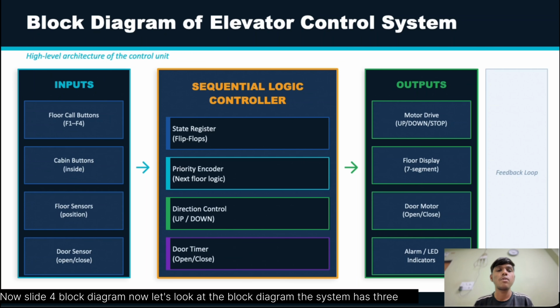Now slide 7. Block diagram. Now let's look at the block diagram. The system has three main parts: inputs, controller and outputs. In inputs, floor buttons, cabin buttons, and sensors. In the controller, state register, priority encoder, direction control, door timer. In outputs, motor control, floor display, door motor. All these components are connected through a feedback system to ensure continuous operation.